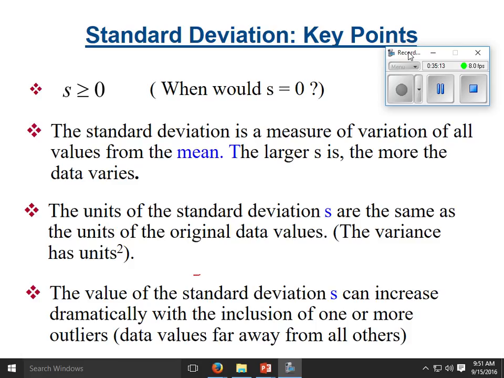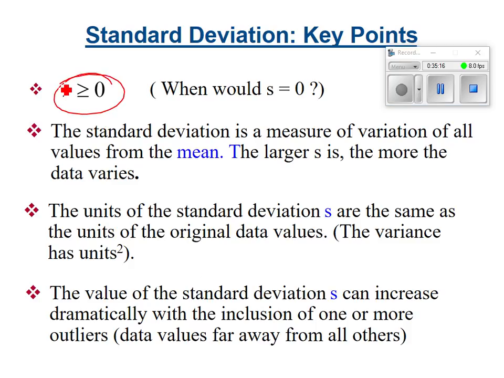Your standard deviation must always be greater than or equal to 0. If your standard deviation, your S, came out to be 0, then that means every number in your set is the same, because none of them deviate. They all deviate 0 from the mean. Standard deviation is the measure of variation of the values from the mean. So the larger the standard deviation is, the more the data varies. So the wider the range is.